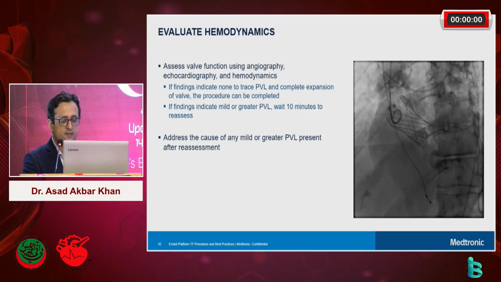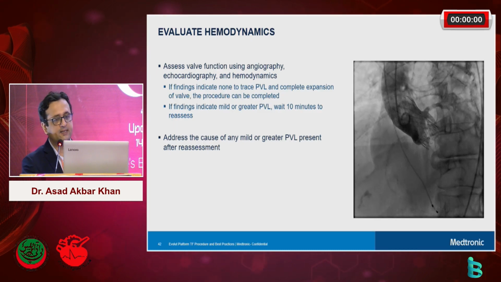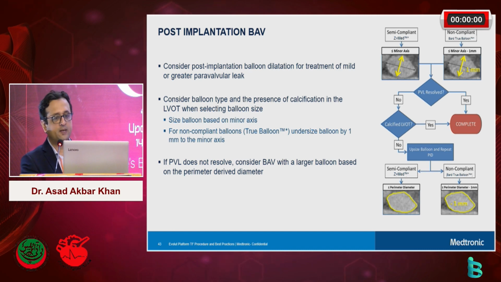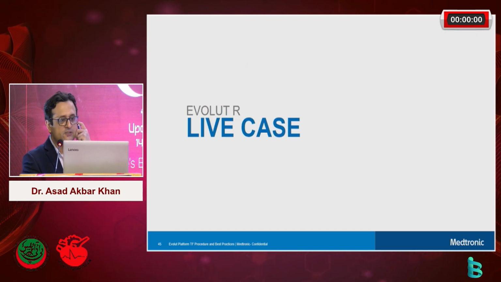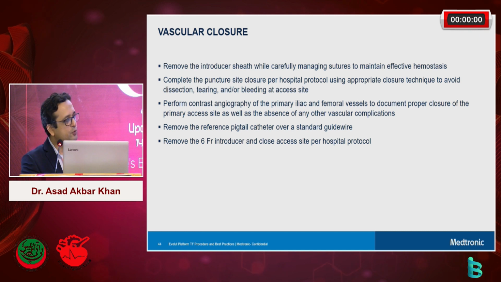For vascular closure, you've done the aortogram, and you make sure there is no paravalvular leak. I'm already past time, so I'll just go quickly through this. Vascular closure wise, most of the time we are using Percloses. Some sites use 1 Perclose and 1 Angio-Seal. It depends on what you are comfortable with, but I think Perclose is still considered the safest way of closing these access sites.